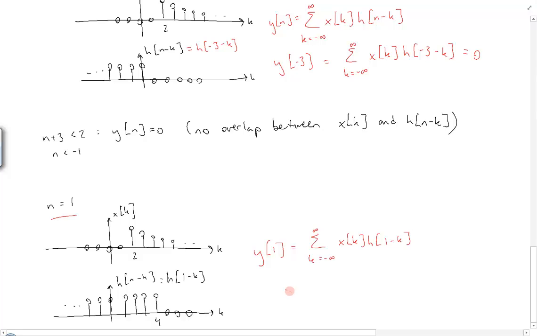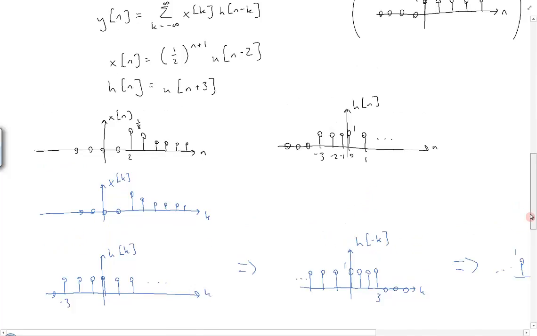So in fact, since everywhere else is going to be 0, the only places we care about are going to be from k equals 2 up to 4. And we're going to multiply our functions. And we can see that since h of n minus k is just 1s everywhere where it exists, it's just going to be the corresponding values of x of k that are going to get added together.